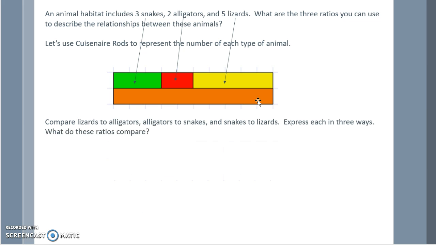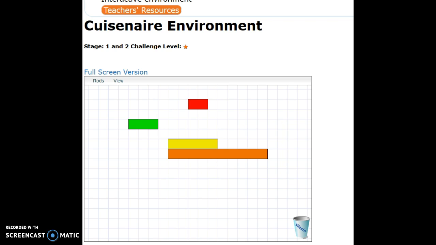Compare lizards to alligators, alligators to snakes, and snakes to lizards. Express each in 3 ways. What do these ratios compare? Okay, using the interactive Cuisenaire rods, again, this link is in the manipulative folder at the top of our page. It's asking us to compare lizards to alligators. So I just pulled out some Cuisenaire rods here. This represents our lizard, and the alligator is represented by the red one. So this can be written as a 5 to 2 ratio.